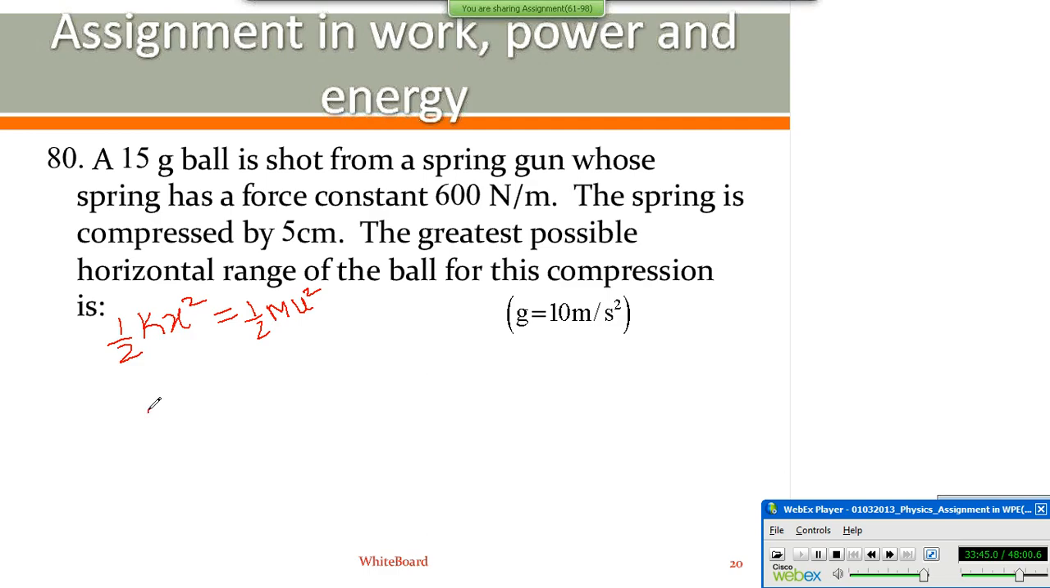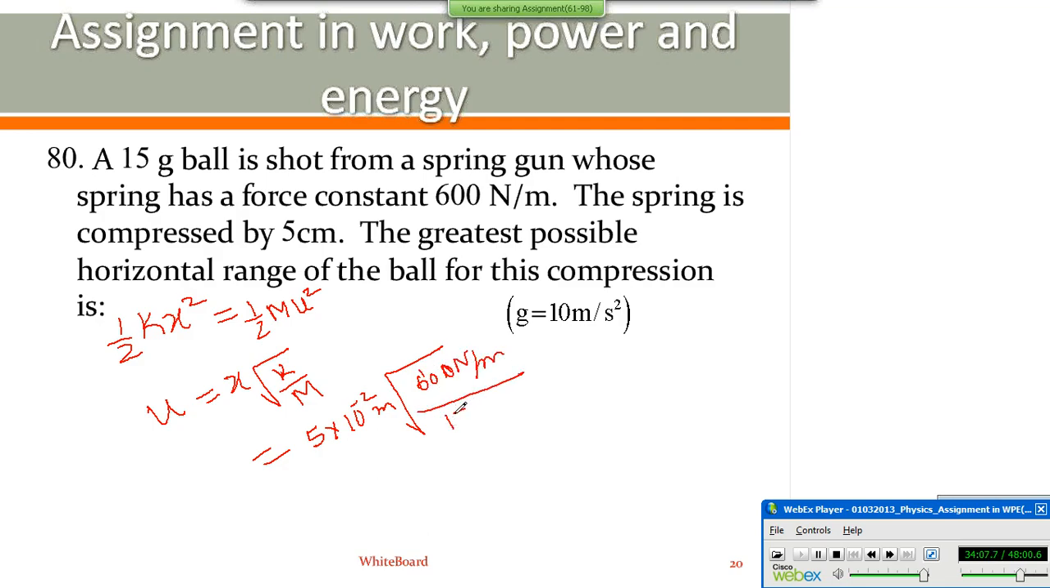Therefore, u can be written as x into root of k by m. u is the speed with which the ball is shot from the spring gun. x is the initial compression of the spring, that is 5 centimeters or 5 into 10 power minus 2 meter. k is the elastic force constant of the spring, which is equal to 600 Newton per meter. m is the mass of the ball, that is 15 gram, that is 15 into 10 power minus 3 kg.